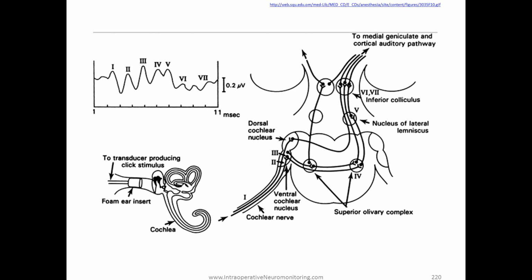Wave 2 is at the proximal portion of that nerve, possibly also entering into the brainstem. Wave 3 is in the dorsal cochlear nucleus. Wave 4 is somewhere in that pontine area, the superior olivary complex, possibly the lateral lemniscus. It probably has multiple generators, just like most of these do. And then wave 5 is at the inferior colliculus, also the more rostral area of the lateral lemniscus.